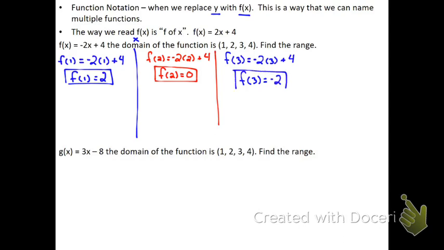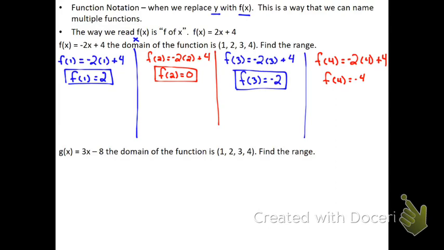You're probably starting to see a pattern, and you could probably guess what this last one is. You've got f of 4 equals negative 2 times 4 plus 4. Your f of 4 equals negative 4.